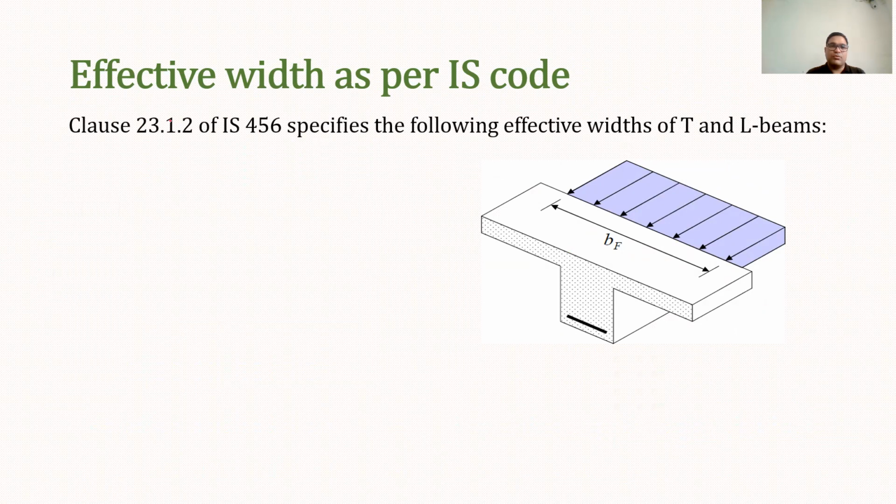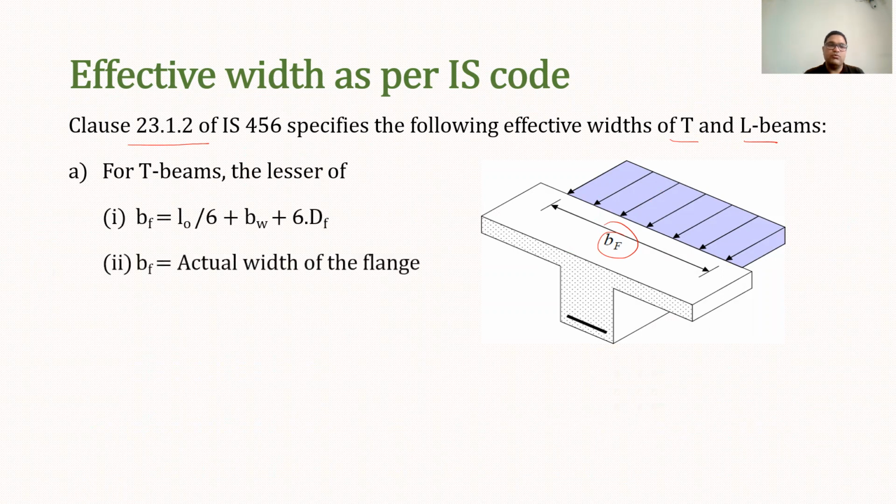So as per IS code, if you go to this clause, the effective width of T-beam and L-beam is given. If we have an isolated T-beam or an integrated T-beam, the value of BF will be different. Now if we have a T-beam, then we take the value of BF as the lesser of these two values. BF is L naught by 6 plus BW plus 6 into DF.